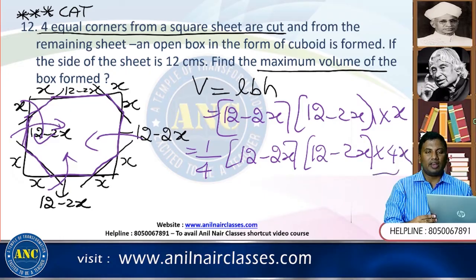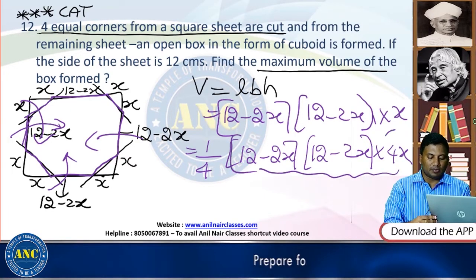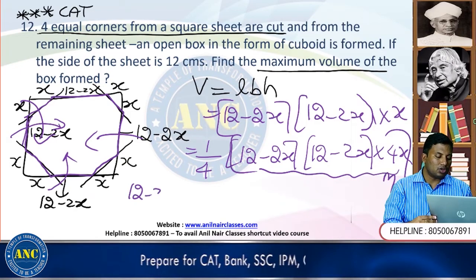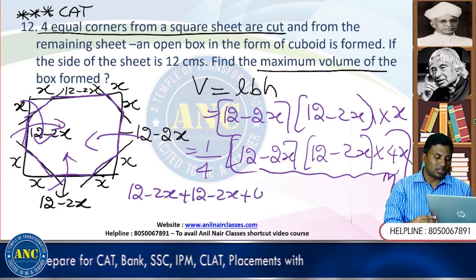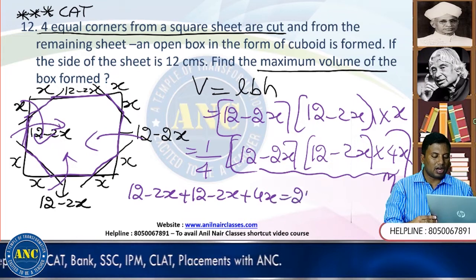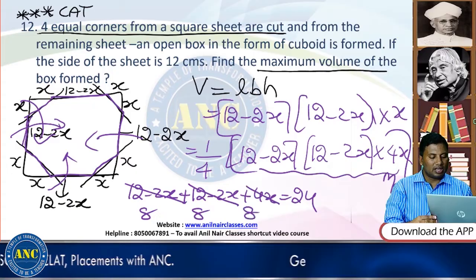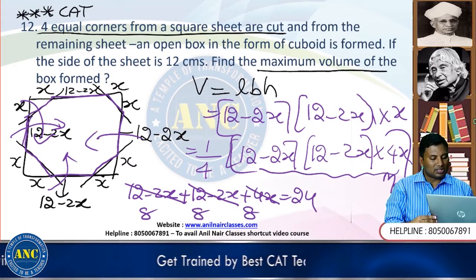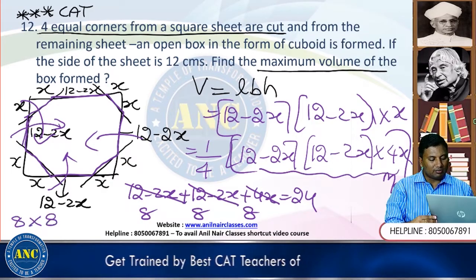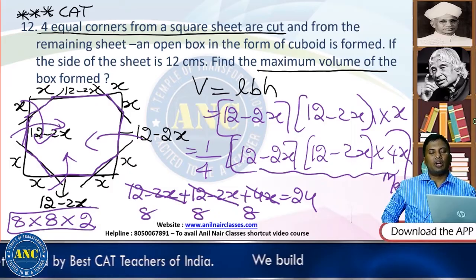The product of these three variables is maximum only when the sum of these three is a constant. So 12 minus 2x plus 12 minus 2x plus 4x is 24, constant. That means each one will be equal: 8, 8, 8. So 4x is 8, x is 2, and the answer is 8 into 8 into 2. I hope the idea is clear.